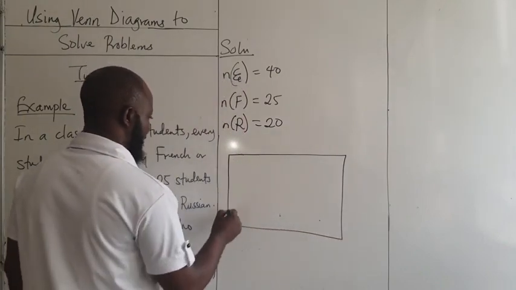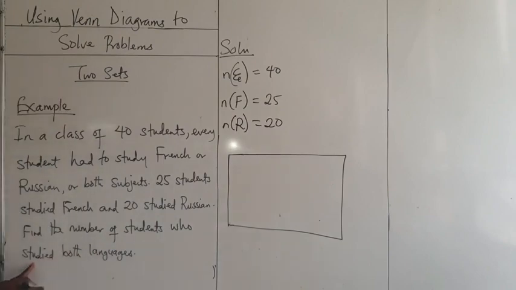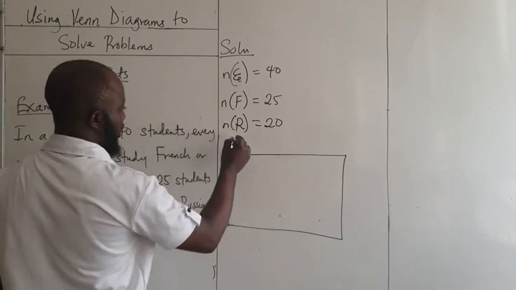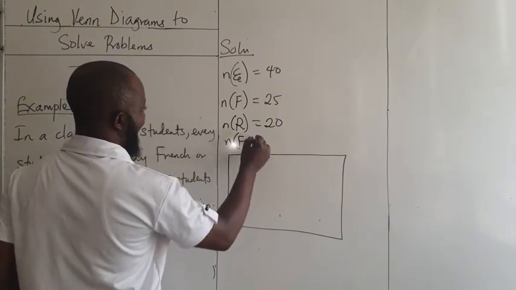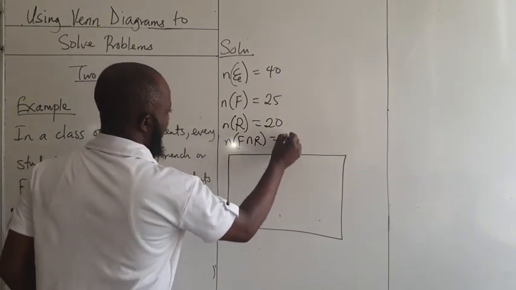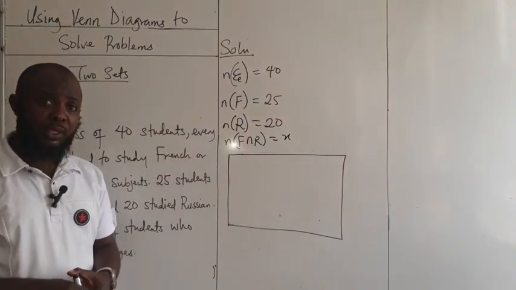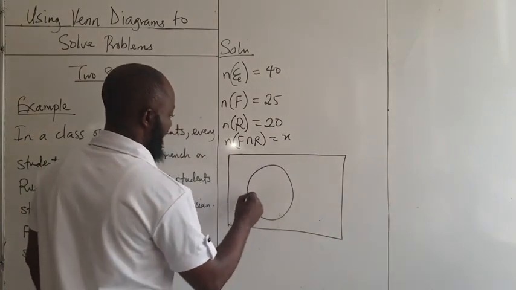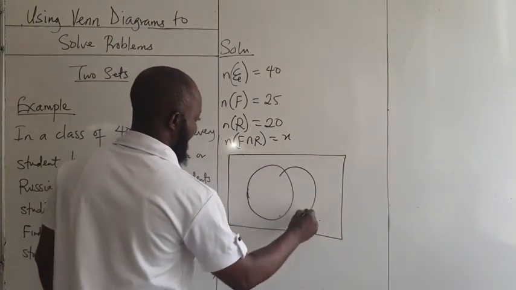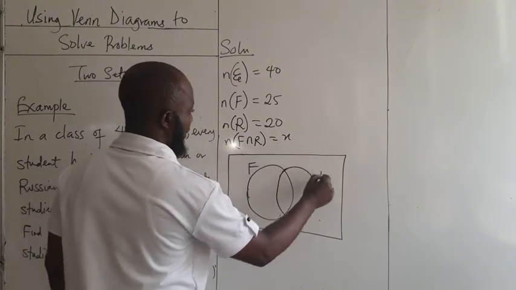Since we have two sets, we are going to have two separate circles. The question asks us to find the number of students that study both languages. That will be F and R, and what we are looking for is X, which means there is an intersection. That is, the two circles here will intersect, right? So we're going to have it here. This is French, and this is Russian.